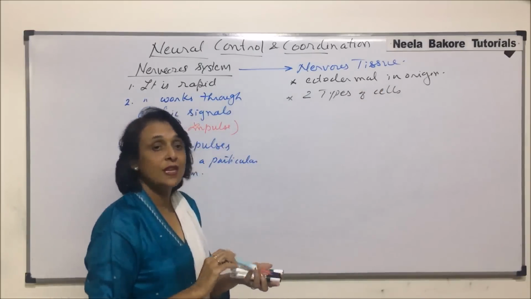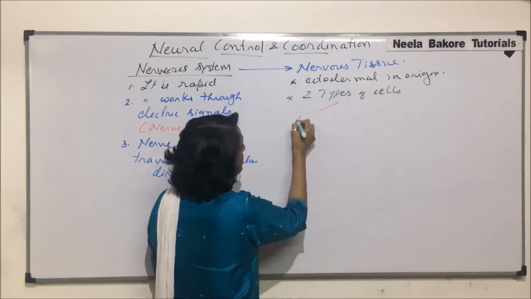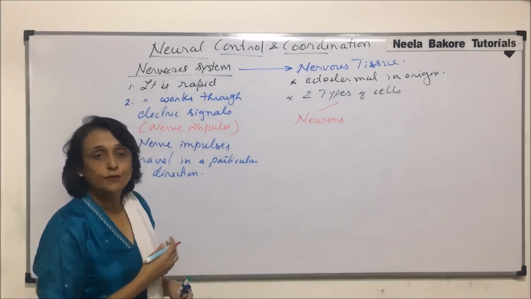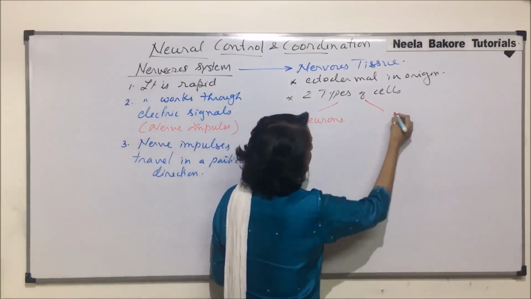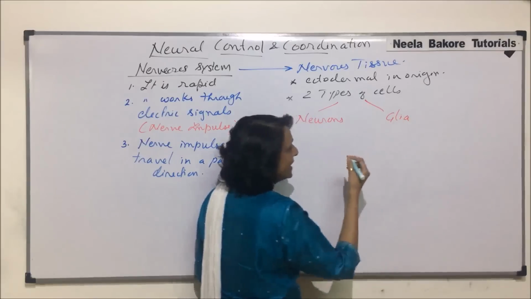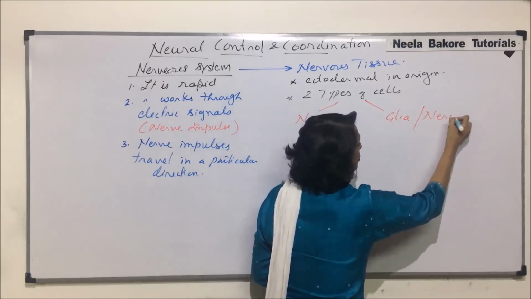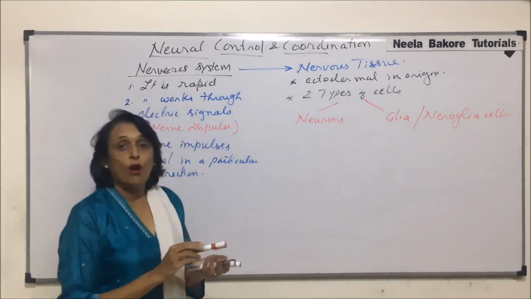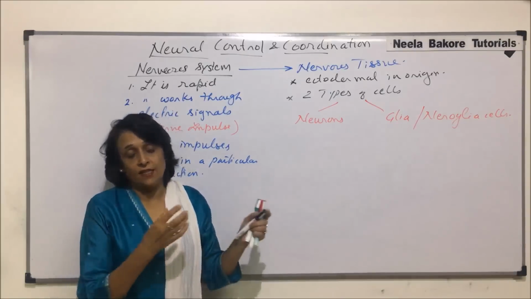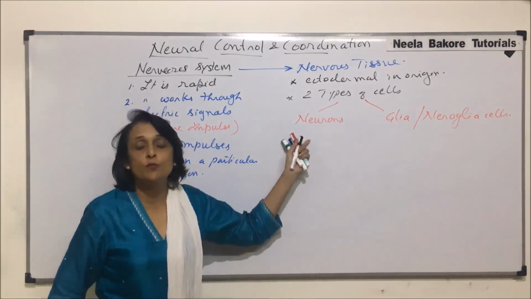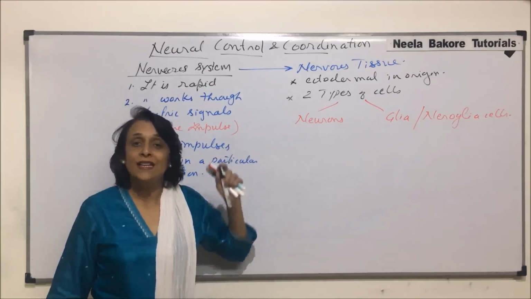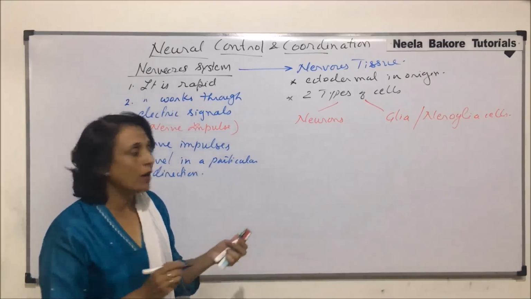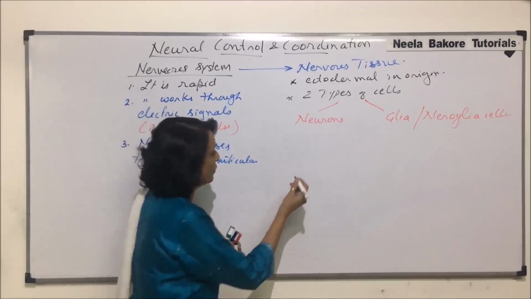These two types of cells are, one, neurons, which are the structural and functional unit of the nervous system. The second type of cells are known as glia cells, or neuroglia cells. Neurons are special cells which are responsible for conduction of impulse. So we will quickly draw a simple diagram of a neuron and understand various types of neurons.